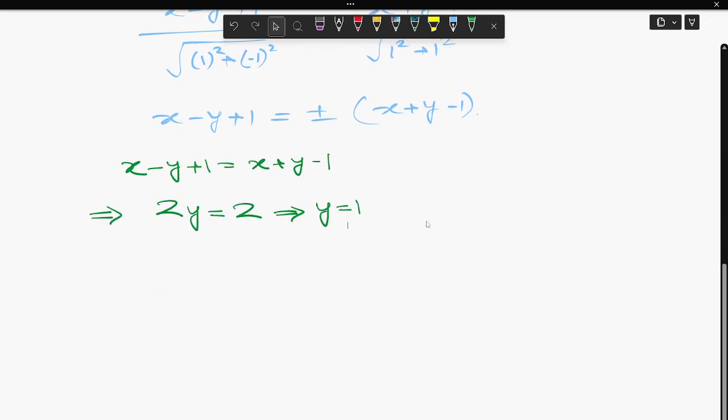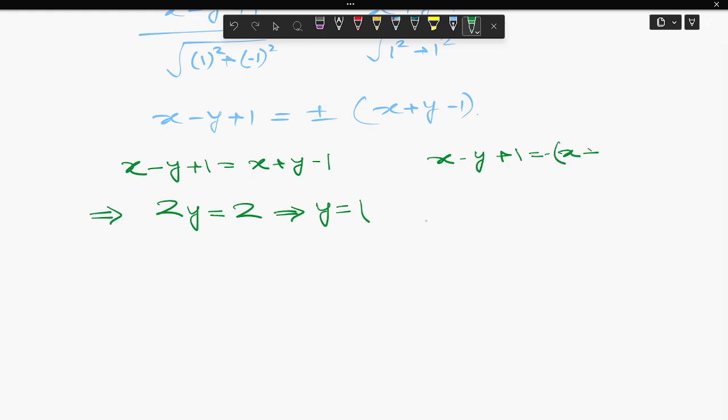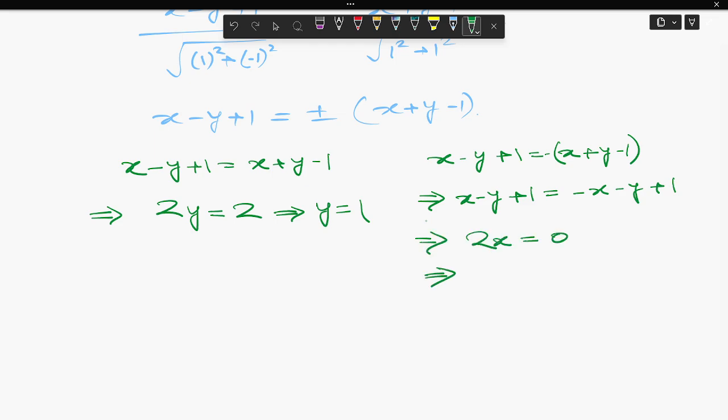Now for the minus case we will have x minus y plus 1 equals minus of (x plus y minus 1). Then we will get x minus y plus 1 equals minus x minus y plus 1, so we get only 2x equals 0, so x will be equal to 0. So the second bisector is x equals 0 and the first bisector is y equals 1. Now find the bounded area.